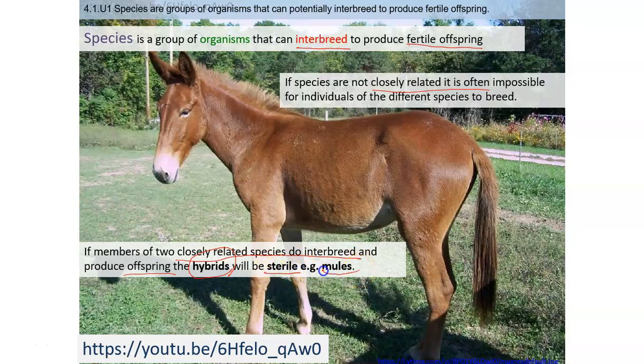The example for this is the mule. Mules are the result of interbreeding between a donkey and a horse, and because they are closely related animals, they can interbreed, but the offspring is not fertile. So that's why we don't call it a separate species. A species should be able to reproduce, and since there is no reproduction and it is sterile, we don't call it a separate species.